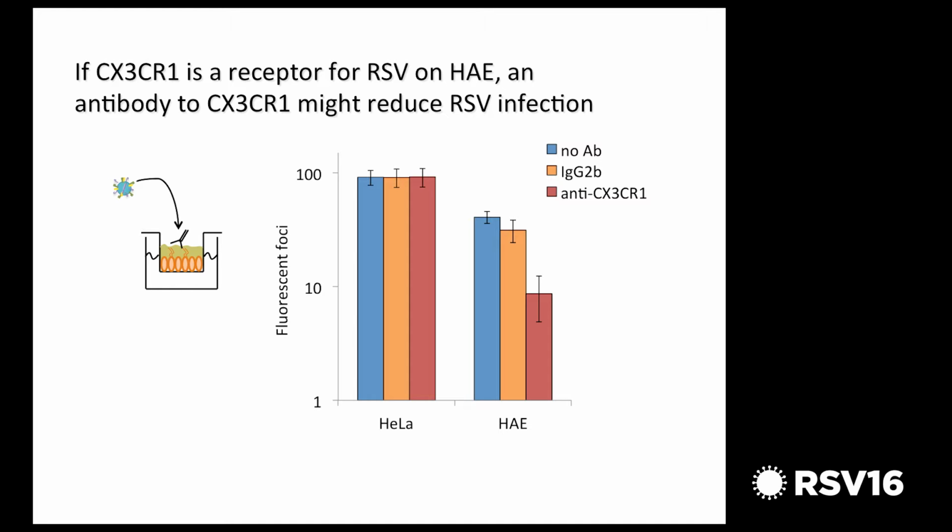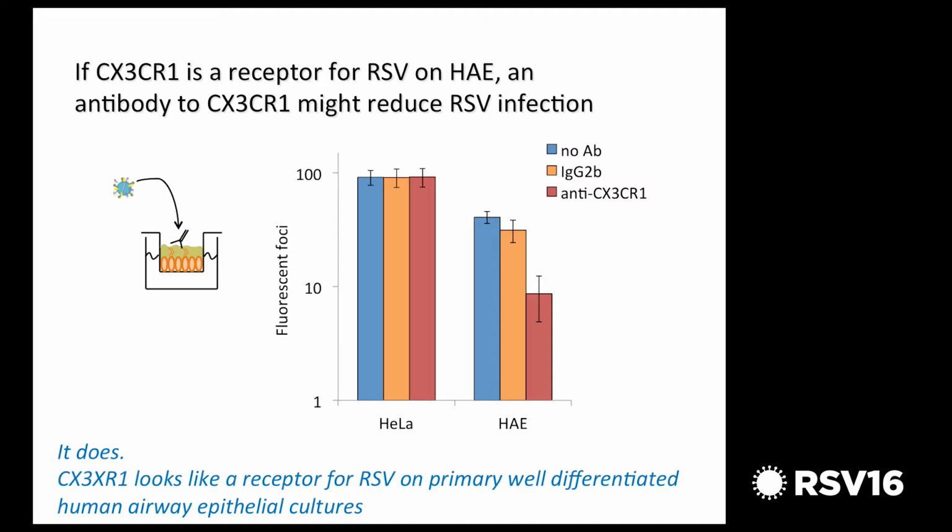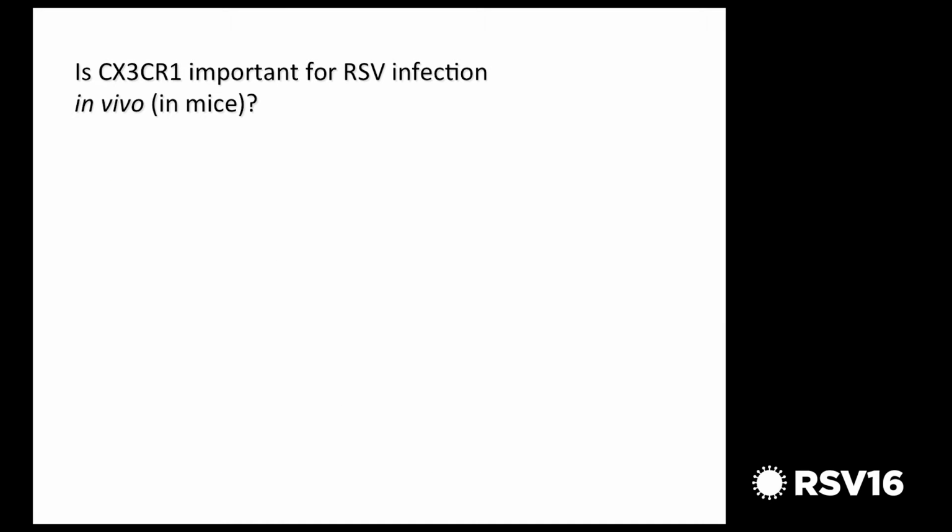And we did expect to see more of an inhibition, but the problem I think here is that there's mucus above these cells, and it's difficult to get things through that mucus to get down to the cell surface. So CX3CR1 does look like a receptor for respiratory syncytial virus on these primary human differentiated epithelial cultures, and because they look so much like in vivo, we expect it's also the receptor in vivo.